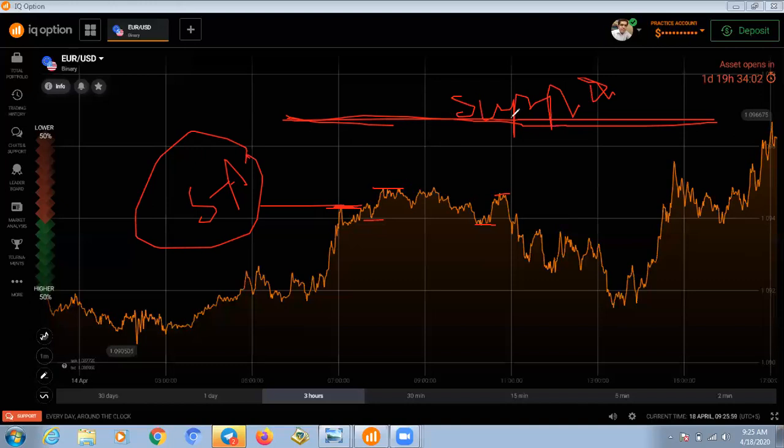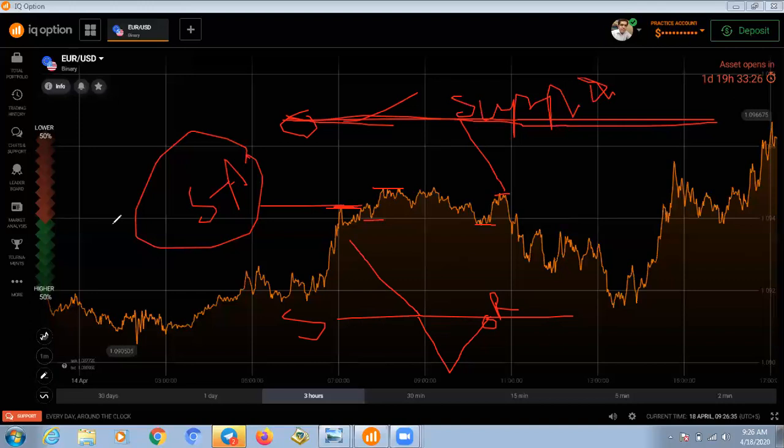Support means support for the buyers: buyers start the price from the support, and sellers start the price from the resistance. When price is above and comes to this level, we can say this is the support for the buyers. When price is below and comes to this area again, we can say this is now the resistance for the sellers. So this line can be support, and it can be resistance.